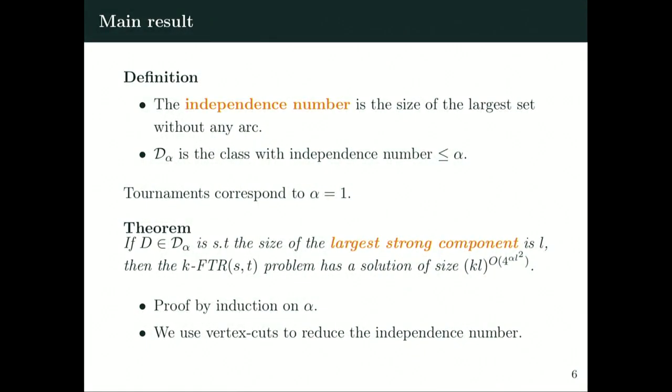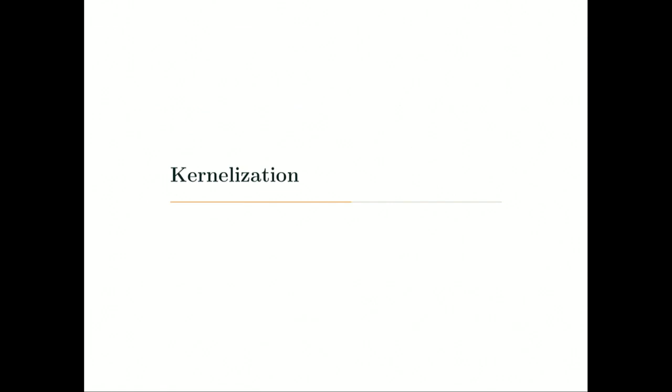Yeah, so this is the main theorem, and I don't want to talk about the proof so much. It's quite technical, as the bound probably suggests. It's basically a proof by induction on alpha, and the main trick is to use vertex cuts to reduce the independence number of the graph you consider. Right. Okay, so this is what happened for fault tolerance, and now I will show you how we can use this result to obtain some result in kernelization.